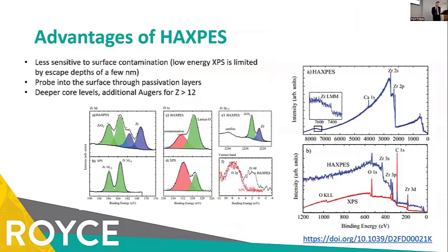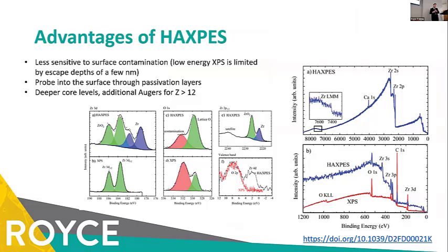I skipped. So I'm going to start with some more simple examples. We've had some more sophisticated analysis so far, so I'm taking a step back. I'm continuing from where Alex finished this morning. Some simple examples to highlight the real advantages of HAXPES that we've talked about.